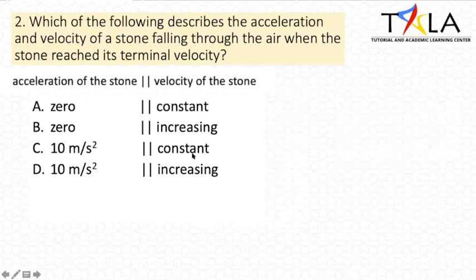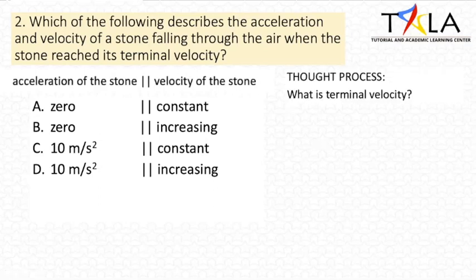Next, number 2. Which of the following describes the acceleration and velocity of a stone falling through the air when a stone reaches terminal velocity? What's your answer here? Letter D po. Letter B. Okay. Let's analyze.